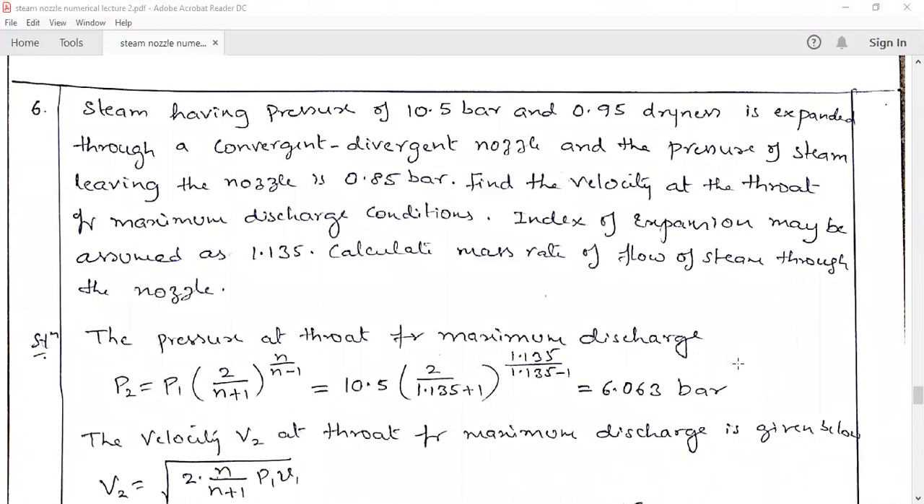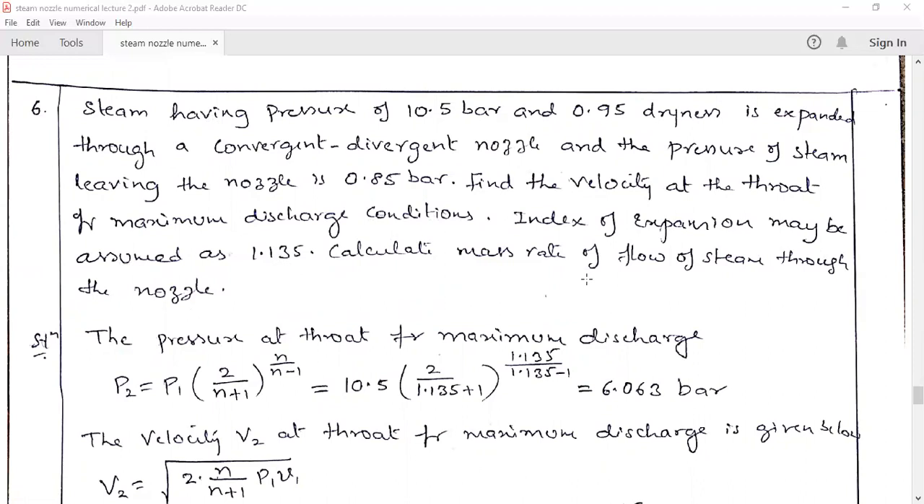We go to the next problem. Here, the steam having a pressure of 10.5 bar and 0.9 dryness, that means it's a wet steam at the nozzle entry, is expanded through a convergent divergent nozzle, and the pressure of the steam leaving the nozzle is 0.85 bar. Find the velocity at the throat for maximum discharge conditions. Index of expansion, we know that since it is wet steam, it is 1.135.